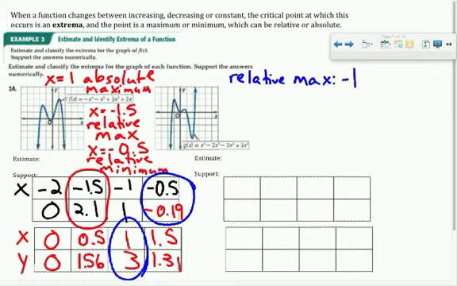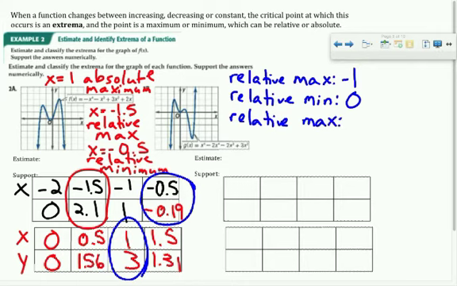at negative 1, a relative minimum at 0, another relative maximum at maybe 0.75, and another relative minimum at maybe 1.75. And those are our estimates.